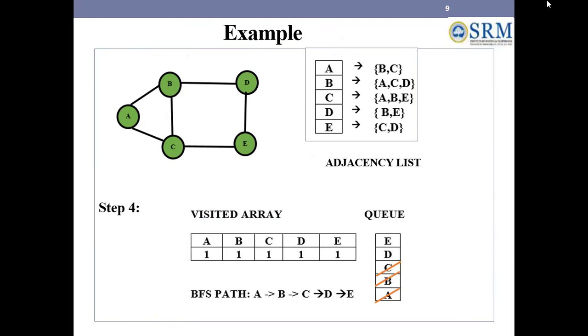And now take the node C. So A and B are already removed from the queue. Next, C is ready for pop. So take the node C. Visit the adjacency nodes of C. What are the adjacency nodes for C? A, B, E. So A and B are already visited. The value is 1. Now visit the node E. Add the node E in the queue and change the array value of E to 1. That means it's visited. See the graph, the color is changed. Now all 5 nodes are visited. Still we have 2 more elements in the queue, D and E.